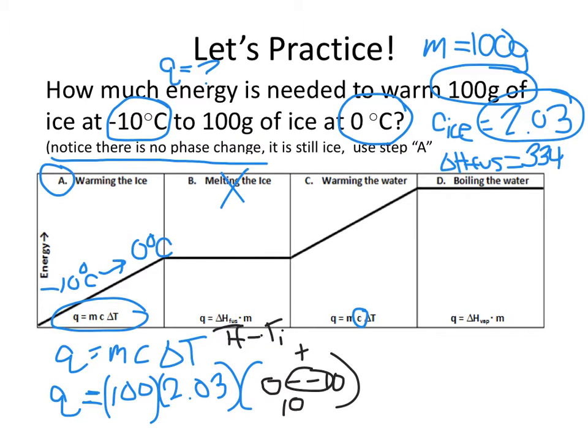All right? So now we can do the math across. It's going to be 100 times 2.03 times 10. So when you do that, put the 2 down. When you multiply by 100 and times 10, you're really moving the decimal place over 3 places. So 1, 2, 3. Your answer should end up being 2,030 joules.